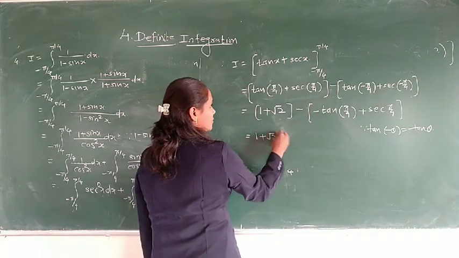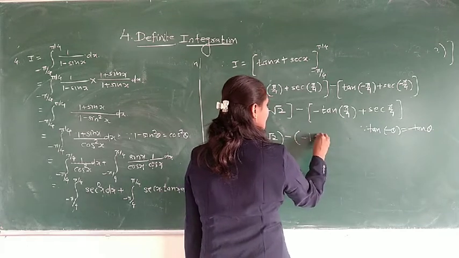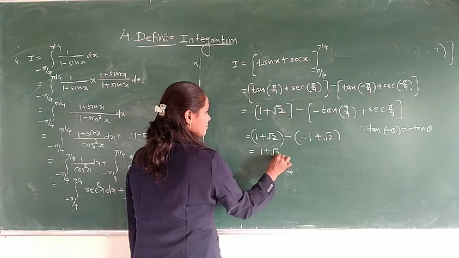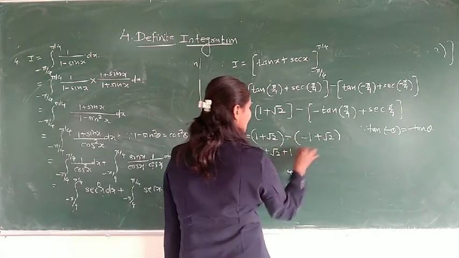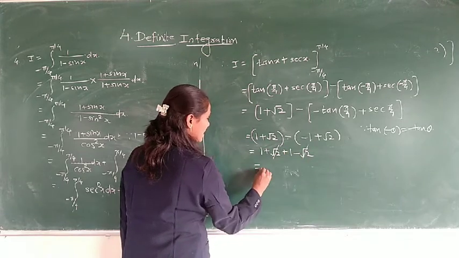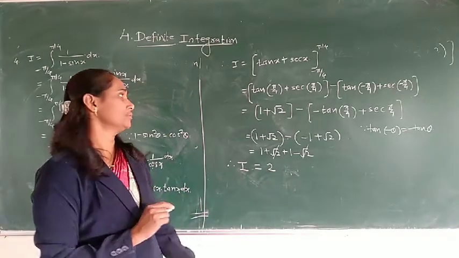1 plus root 2 minus, again, tan of minus pi by 4 is minus 1 and sec pi by 4 is root 2. If you simplify this, 1 plus root 2 minus, minus 1, and here it is minus root 2. So plus root 2 minus root 2 will cancel, and 1 plus 1 is equal to 2. Therefore I is equal to 2.